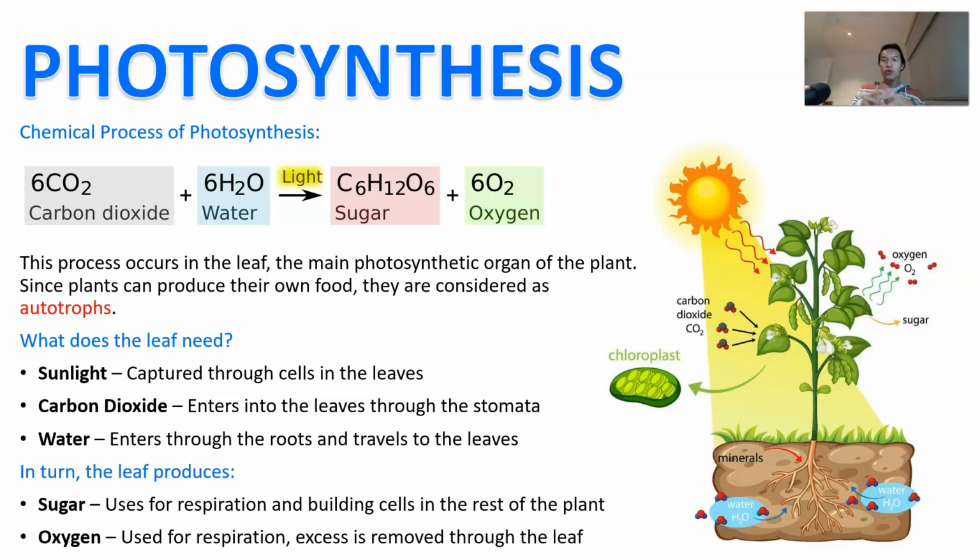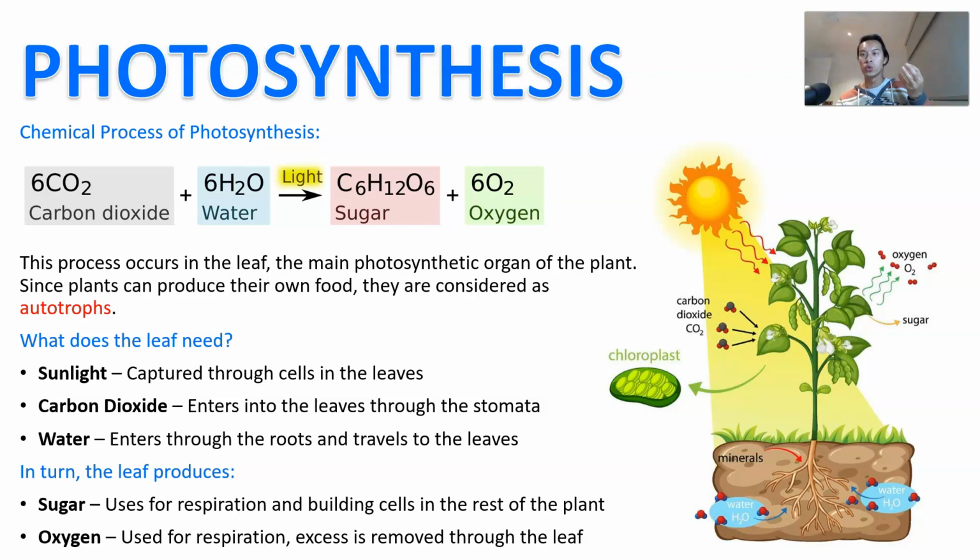So in order for the plant to photosynthesize, it needs the following aspects, okay? It needs sunlight, which it captures through the cells in the leaf, in the chloroplast, containing the pigment chlorophyll, okay? It needs carbon dioxide, which enters into the leaf through the stomata, which is a little opening, and it needs water, which enters through the roots and travels to the leaves, okay? In turn, the leaf is going to produce sugar and oxygen.